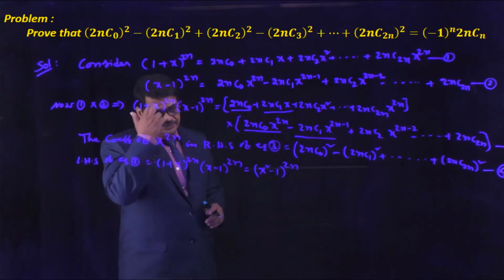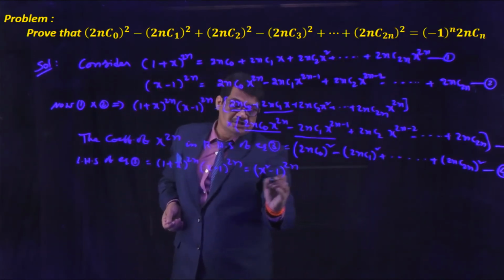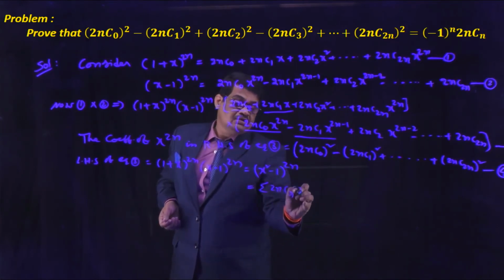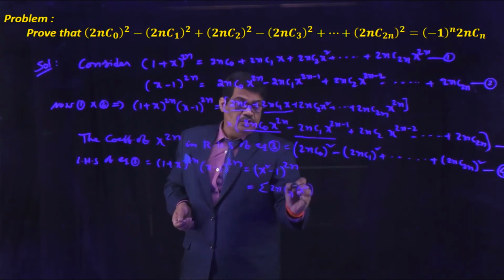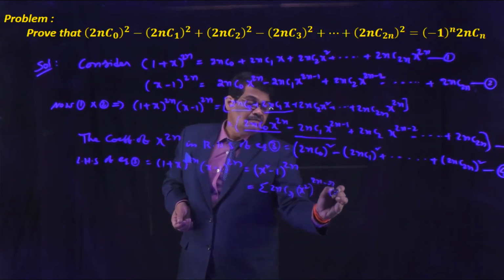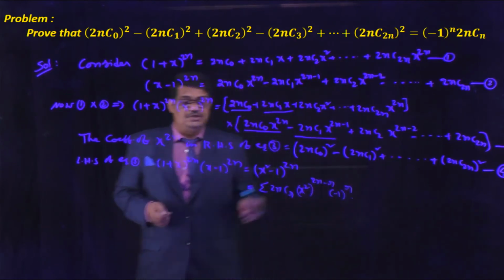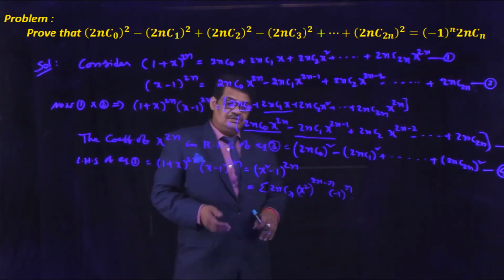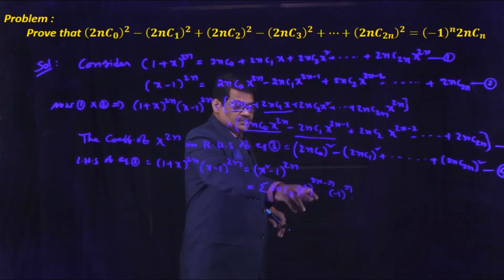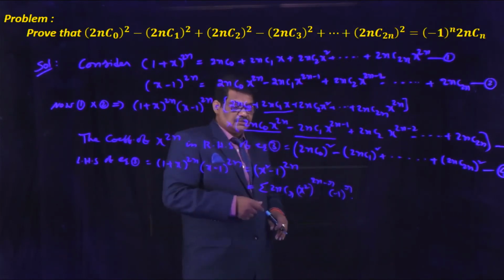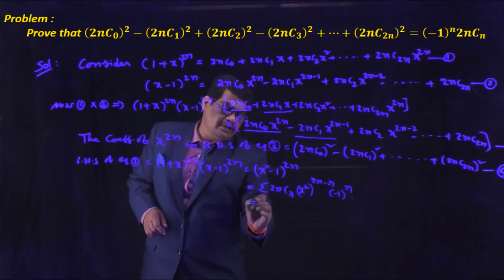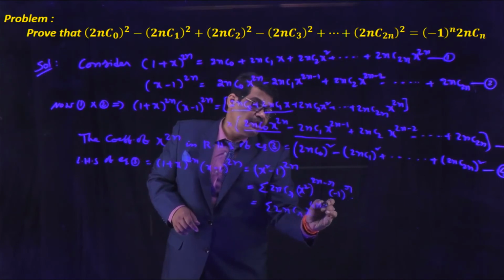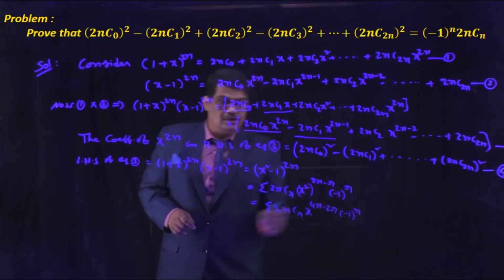Now we are writing this in the sigma notation form. In the sigma notation form we write 2nCr, here the first term (x square) whole power 2n minus r, times (minus 1) to the power of r. That is the expansion of the LHS terms. This can be written as sigma 2nCr x to the power of 2 into (2n minus r), that is 4n minus 2r, times (minus 1) to the power of r.